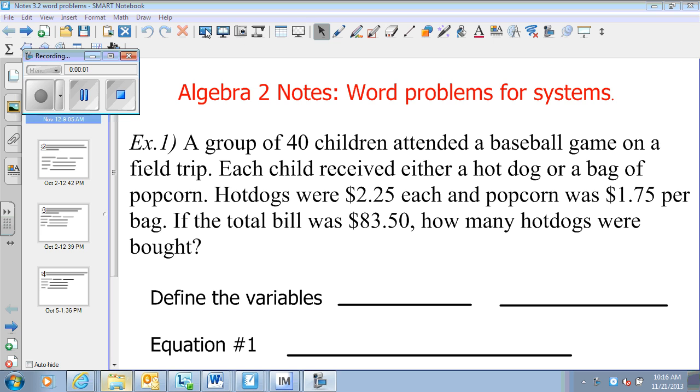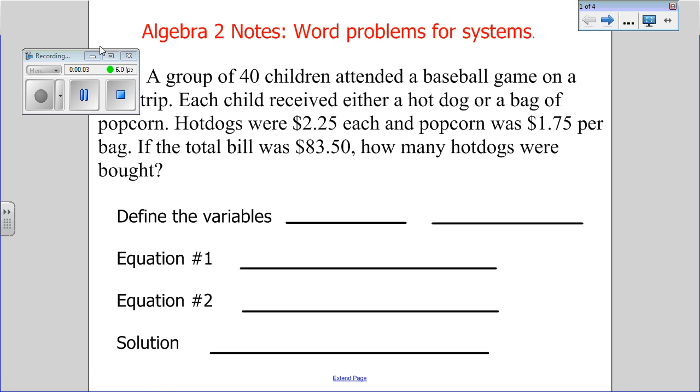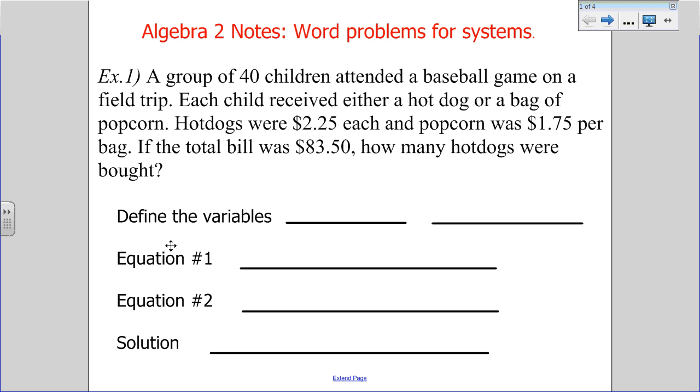Word problems today, and pray that my board holds its calibration as we go through these.